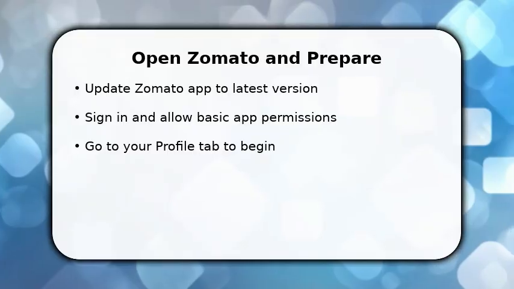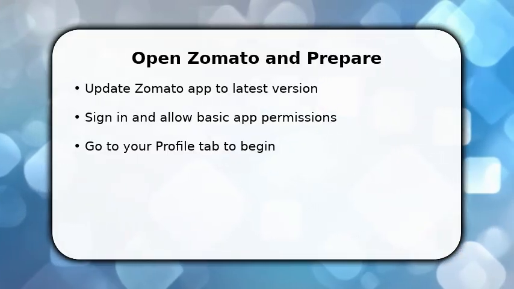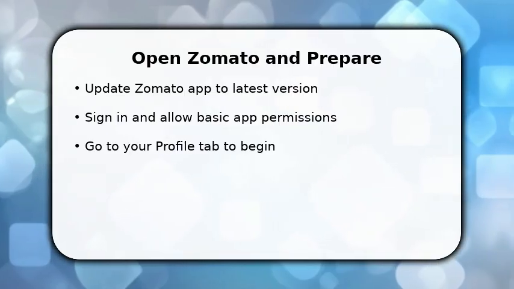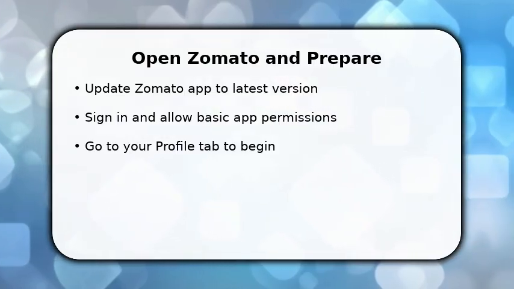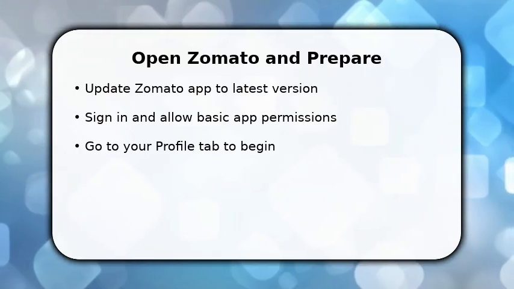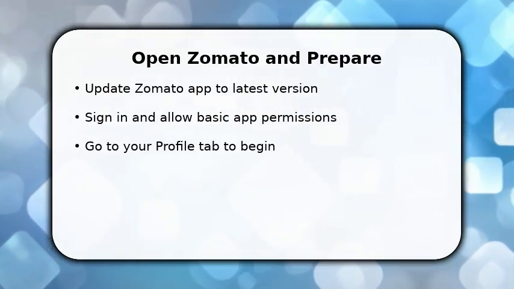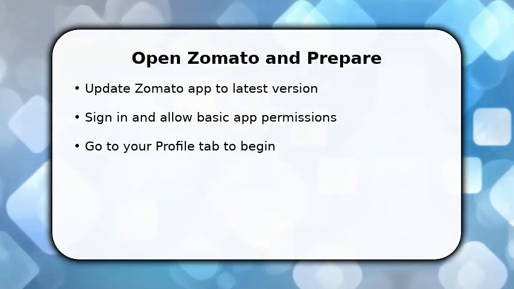You've already updated and signed in. Now start changing the theme. Open Zomato, tap your profile icon at the bottom right, and pause on the top options. Once you're in profile, make sure the app is not in offline mode and that notifications aren't blocking settings. This ensures the theme toggle appears.